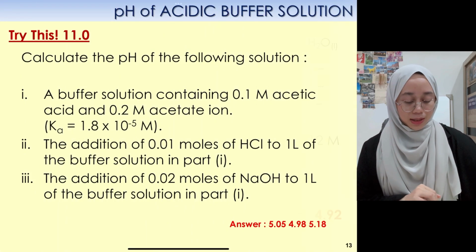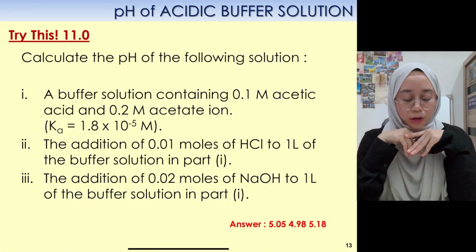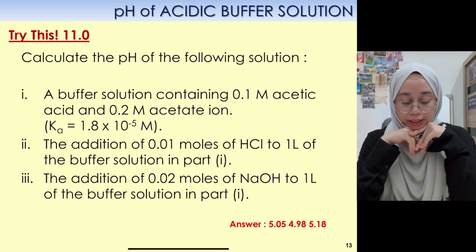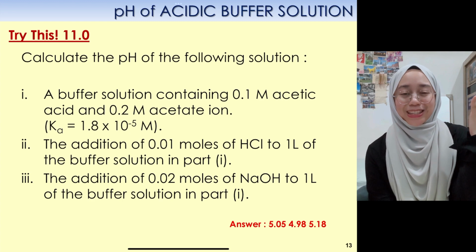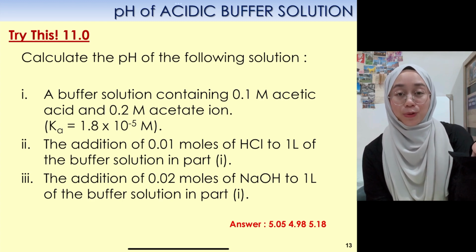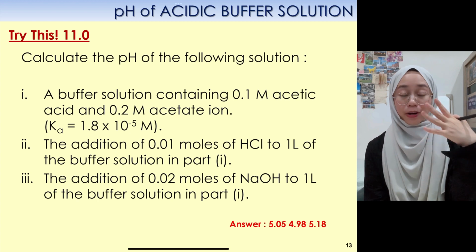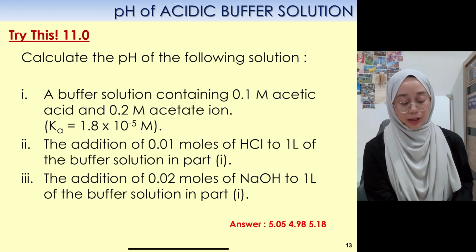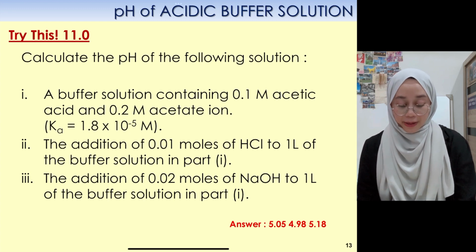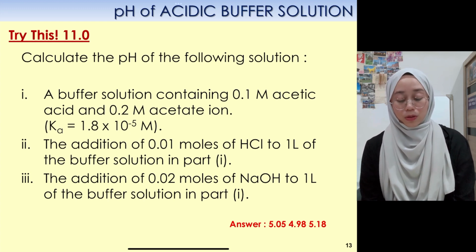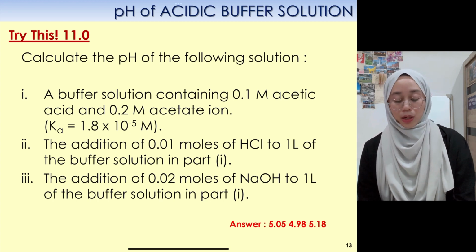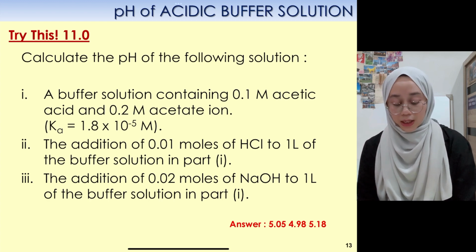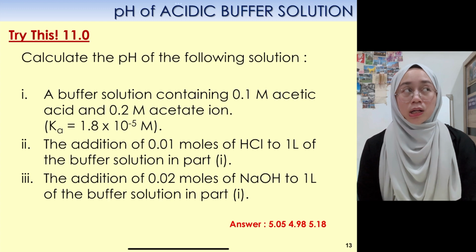Okay, so now it's your turn, class, to try this one. So try this 11.0. So do calculate the pH of the following solution. A buffer solution containing 0.1 molar acetic acid and 0.2 acetate ion. So Miss tak bagi formula pun kat situ. I want you to try on your own macam mana kamu nak tulis equation tu nanti. Okay, given that the Ka value for the acetic acid is 1.8 exponent negative 5, and then you have to calculate pH pula if you add 0.01 moles of HCl to the 1 liter of the buffer solution in part 1, and then second one adalah kalau kamu tambah 0.02 moles of NaOH into the 1 liter of the buffer solution in part 1 juga.